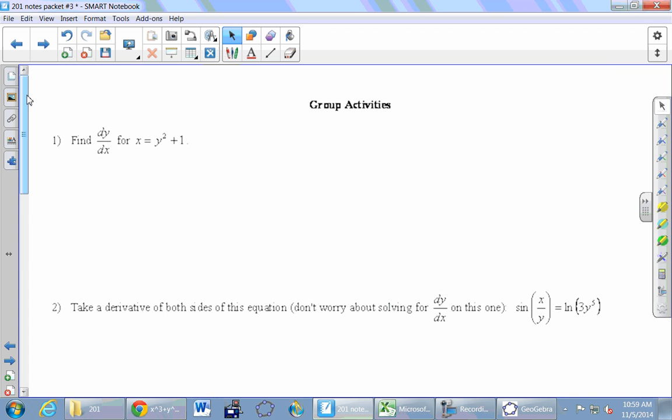Okay, so that's the key right there. Ordinary derivatives for x. Let's slap on a dy dx whenever you're doing a derivative of a y. All right, activity starts on the next page. Raise a flag if I can help.